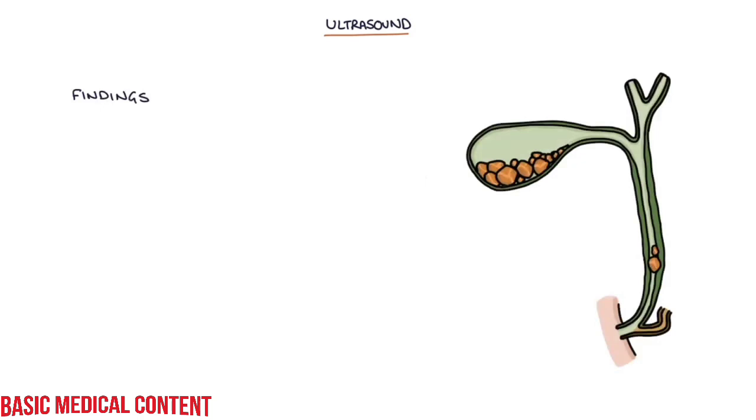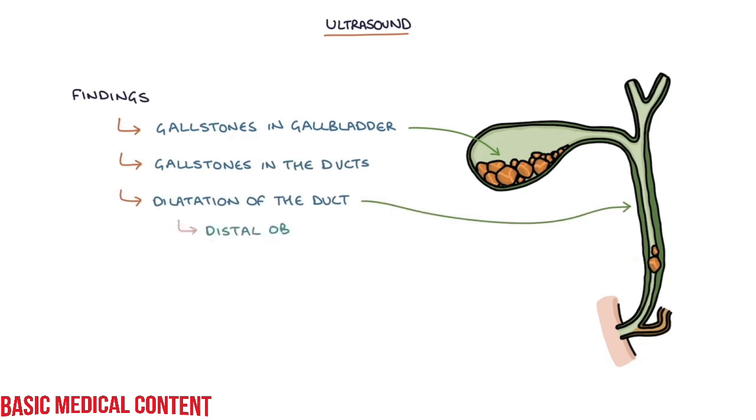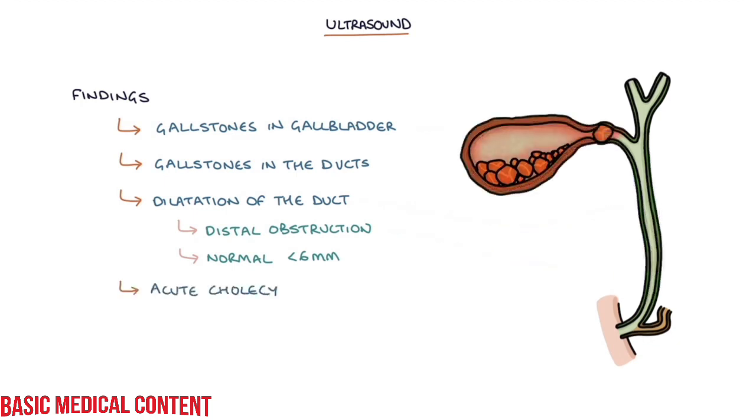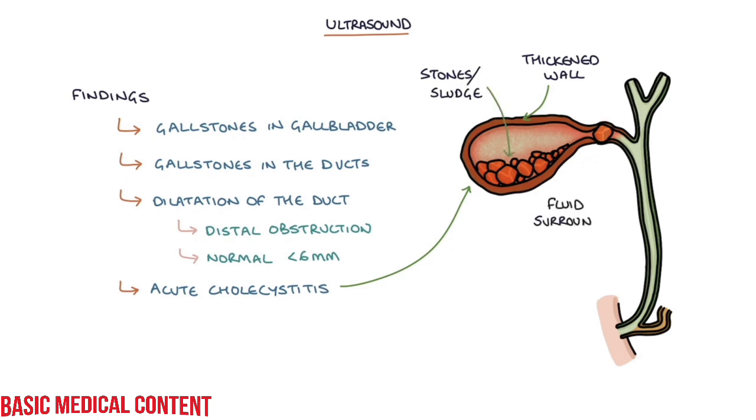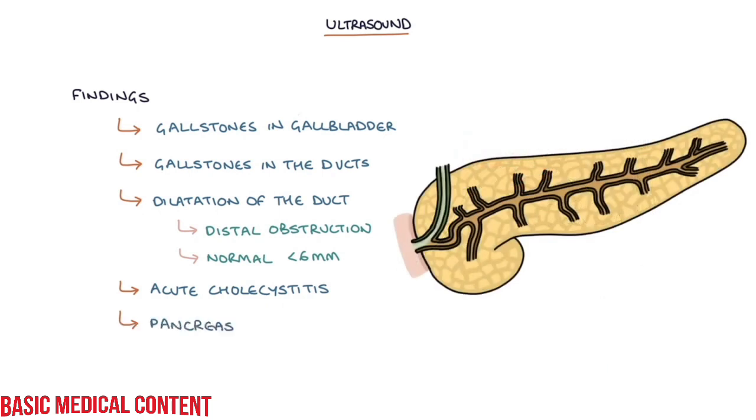Let's talk about ultrasound scan findings. An ultrasound scan can be helpful in identifying gallstones in the gallbladder, gallstones in the ducts, dilatation of the bile duct, which may be caused by a distal obstruction causing the proximal bile duct to swell up. And remember that the normal diameter of the bile duct is less than 6 millimeters. Acute cholecystitis, where it may be possible to see a thickened gallbladder wall, stones or sludge in the gallbladder and fluid surrounding the gallbladder. And it can also be used to assess the pancreas and the pancreatic duct.